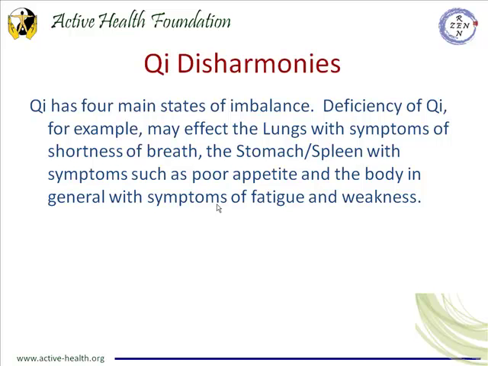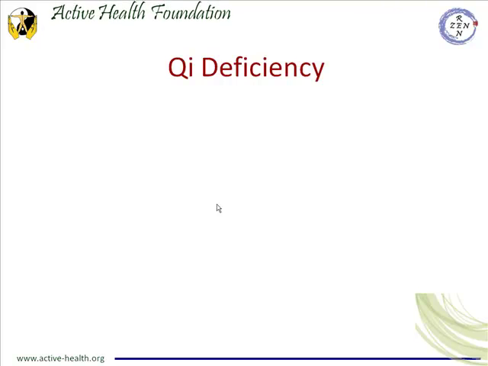and the body in general, symptoms of fatigue and weakness. These imbalances may affect many parts of the body at once, or be within a particular meridian, or maybe an organ or an area of the body as well. Let's just take a look at Qi deficiency, and this is a simple clinical picture.